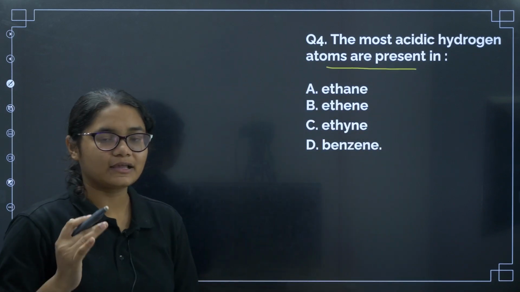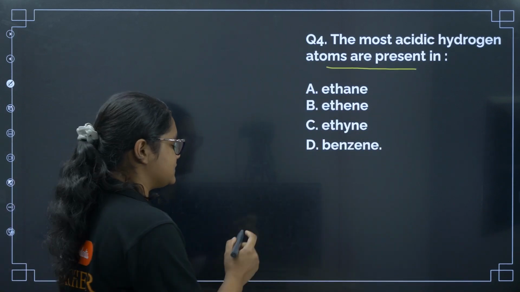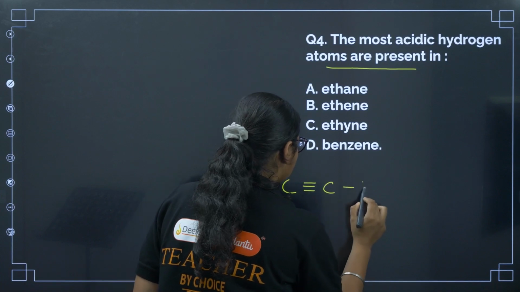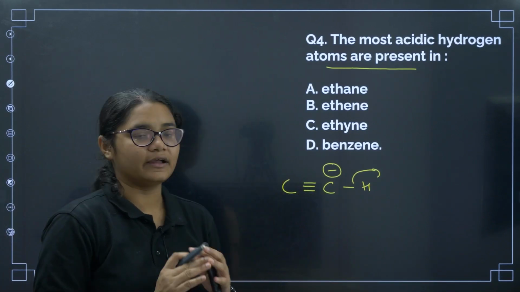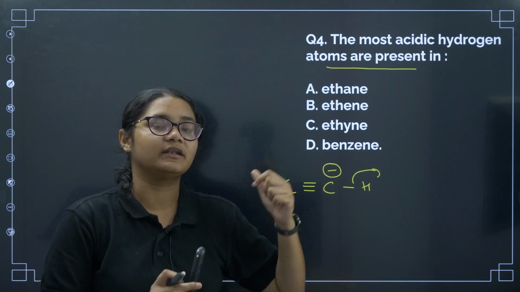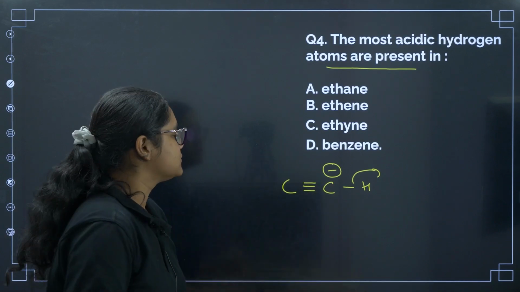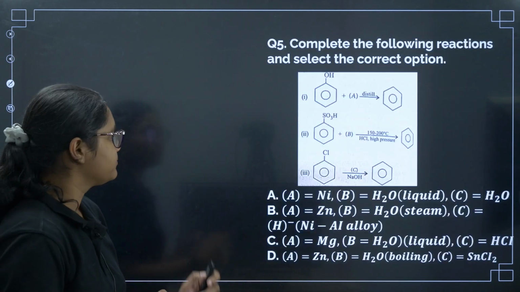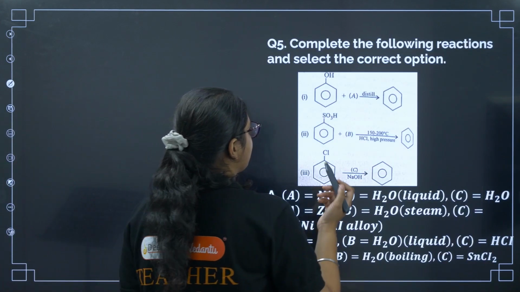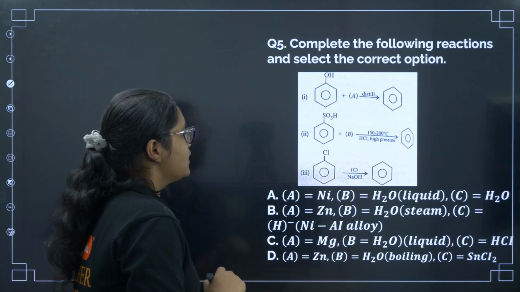So we know ethyne, alkyne hydrogens are more acidic. Why? Because when this H goes out, we will get a negative charge here, and since sp carbons are highly electronegative, the negative charge is stable here. So more acidic will be your ethyne. Correct answer is option number C. Next, complete the following reactions and select the correct option.